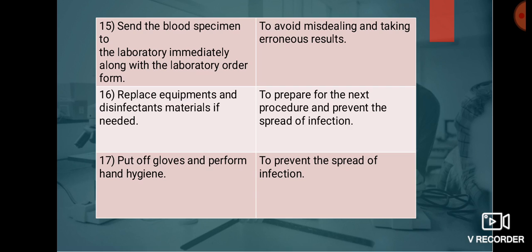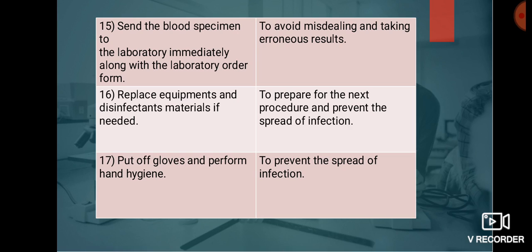Replace the equipment and disinfect materials if needed. Reason: to prevent the spread of infection and to prepare for the next procedure.